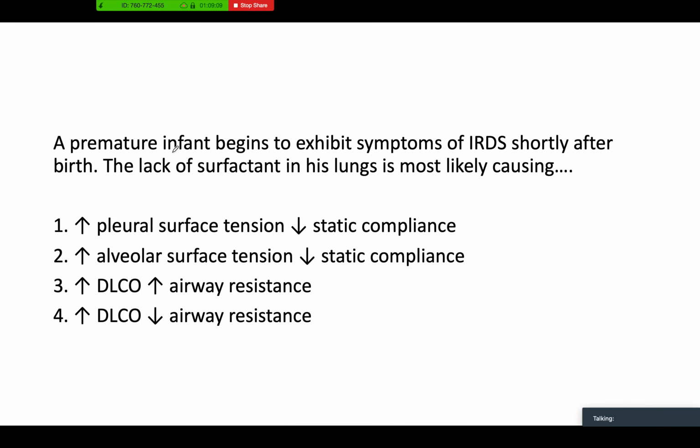We have a premature infant who begins to exhibit symptoms of NRDS, IRDS, however you want to call it. But the way that we called it earlier was NRDS, right? The neonatal respiratory distress syndrome. Shortly after birth, the lack of surfactant in his lungs is most likely causing which of the following? Take your time, look through these. I'm just going to grab a quick drink of water and then we'll come back and talk about it, okay? Okay.